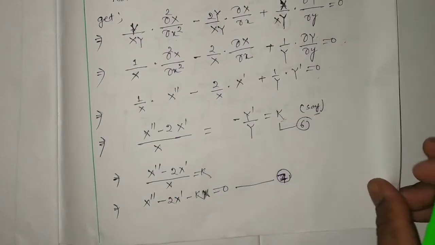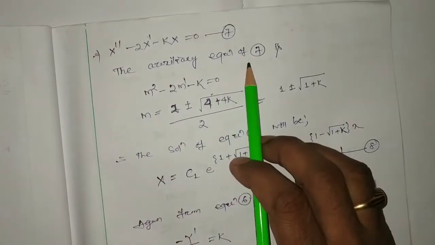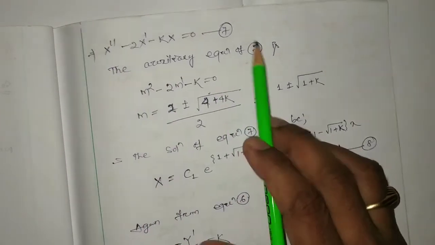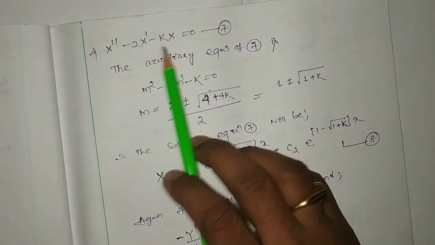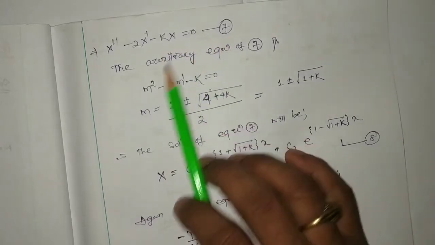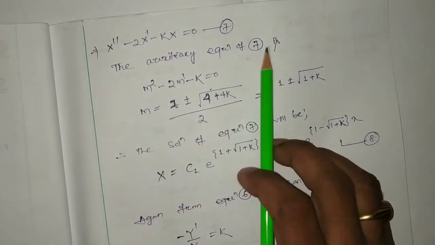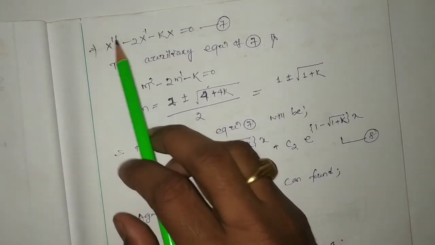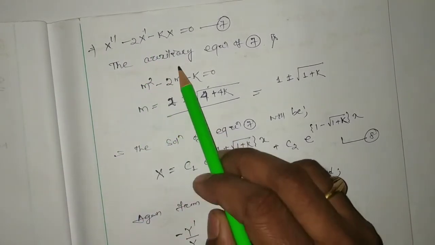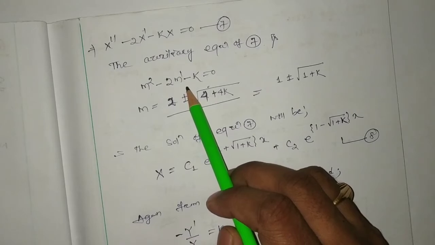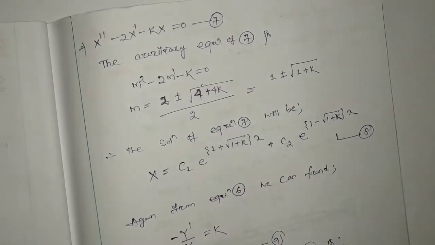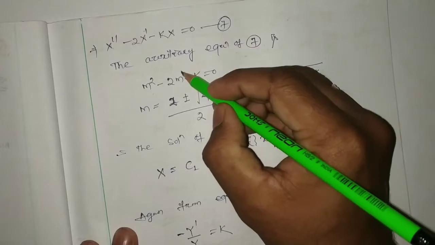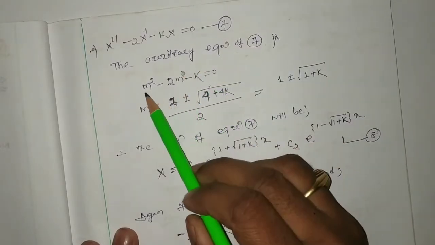Let this be equation number 7. Now the auxiliary equation of equation number 7 will be m square, since a double derivative is there, m square minus 2m minus k equal to 0. Sorry, 2m only.